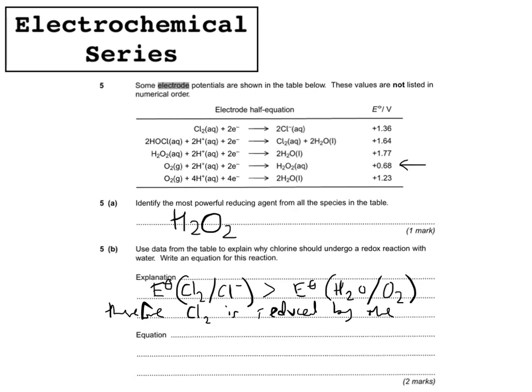by the water. And then the equation will be, the water equation needs to swap round. So you've got 2H2O turning into O2 plus 4H+ plus 4 electrons. You need to multiply up the top one by 2 so the electrons cancel. And so you're going to get 2Cl2 plus 2H2O goes to make 4Cl- plus O2 plus 4H+.